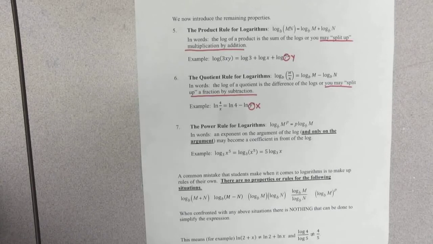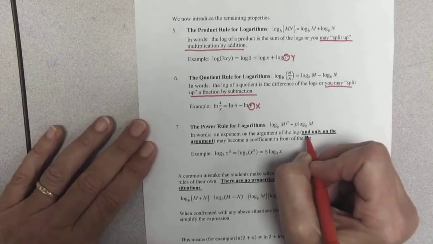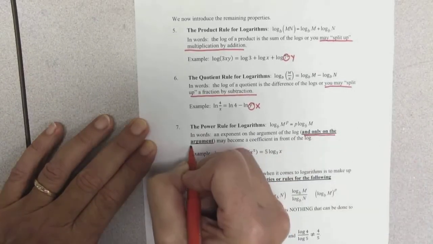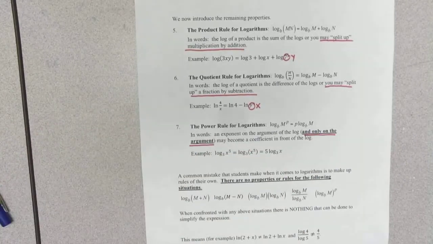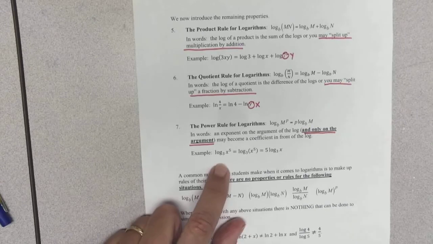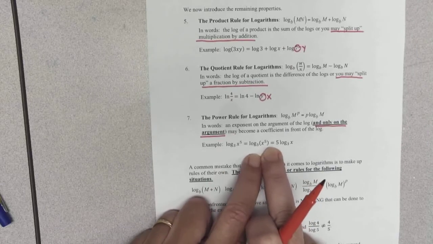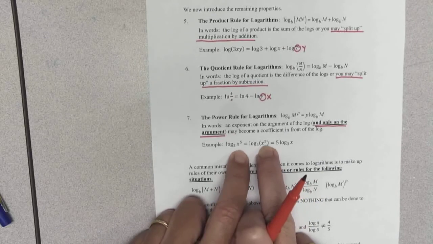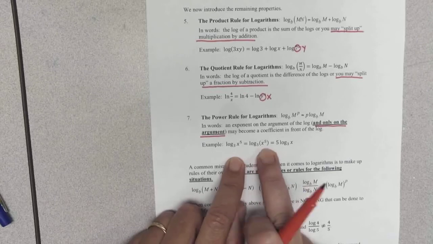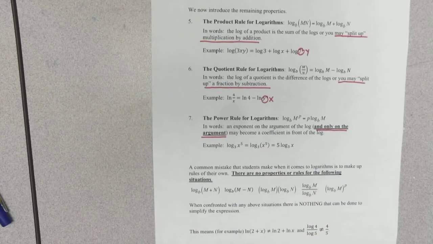Number 7, the power rule for logarithms. Log base b of m to the p equals p log base b of m. In words, an exponent on the argument of the logarithm, and very importantly, only on the argument, may become a coefficient in front of the log. So log base 3 of x to the 5th, and then just for emphasis sake, depending on the textbook or the author, sometimes they'll put the argument in parentheses, sometimes not. You just have to get used to both ways.